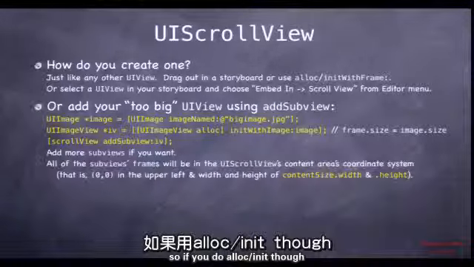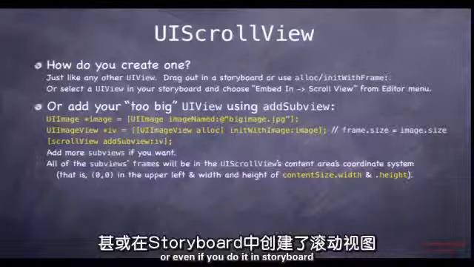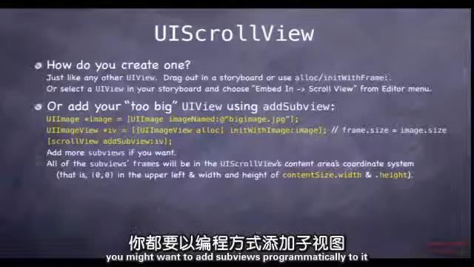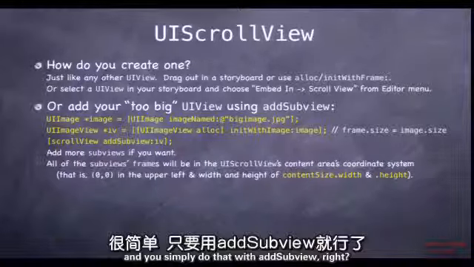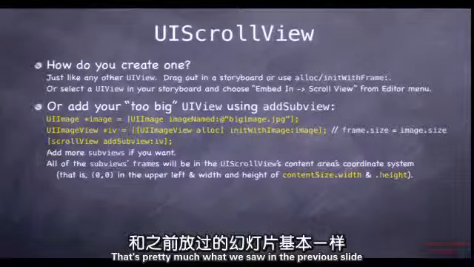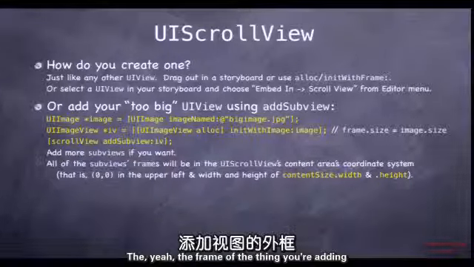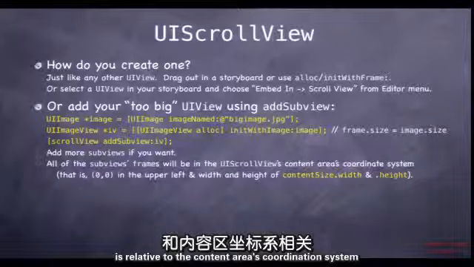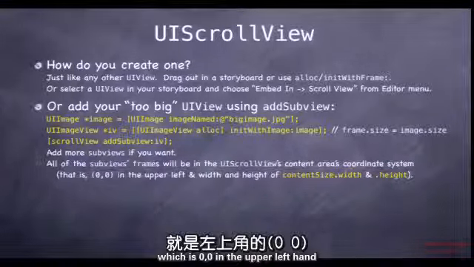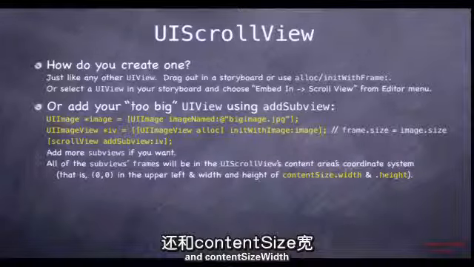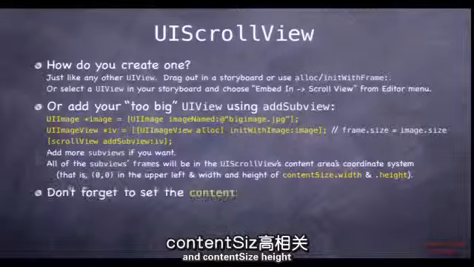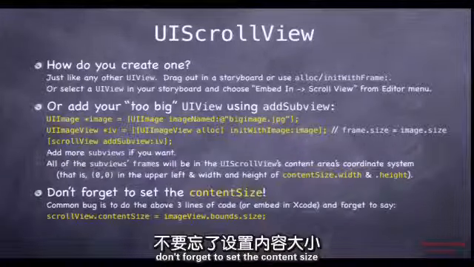So if you do alloc init though, or even if you do it in the storyboard, you might want to add subviews programmatically to it, and you simply do that with addSubview, right? It's pretty much what we saw on the previous slides. So the frame of the thing you're adding is relative to the content area's coordinate system, which is 0, 0 in the upper left, and contentSize.width by contentSize.height. Don't forget to set the content size.